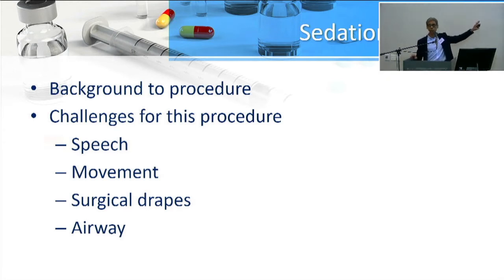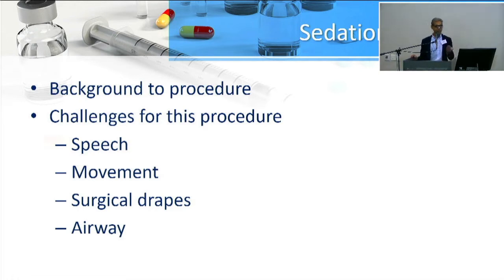And secondly is movement. We don't want the patient to move. The surgeon is working in tiger country, in the neck. If the patient moves unconsciously or even voluntarily, we've got an issue. And also we're dealing with a patient that's covered with drapes, so I can't see the face, to keep the surgical field sterile, and the airway. How do I maintain the airway if I'm going to cover the patient's face with drapes?